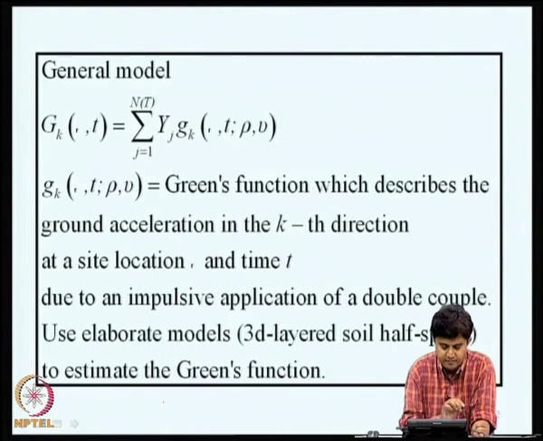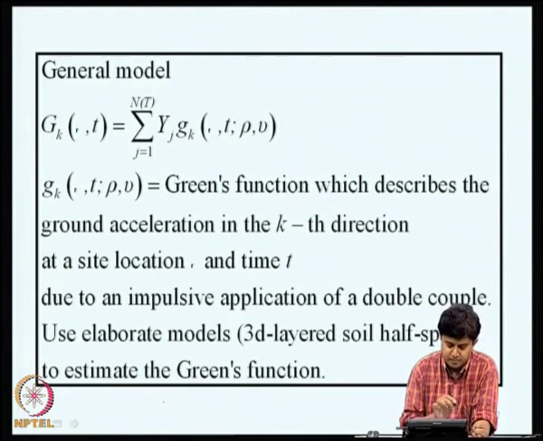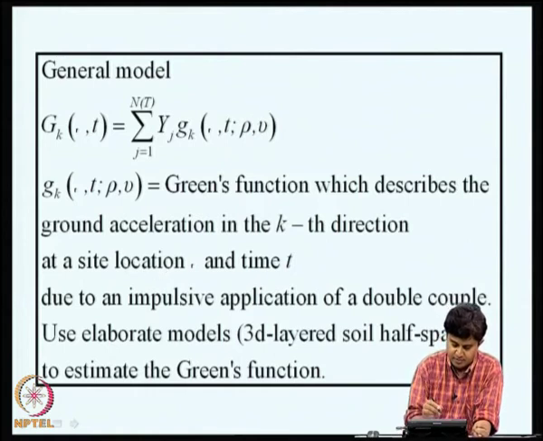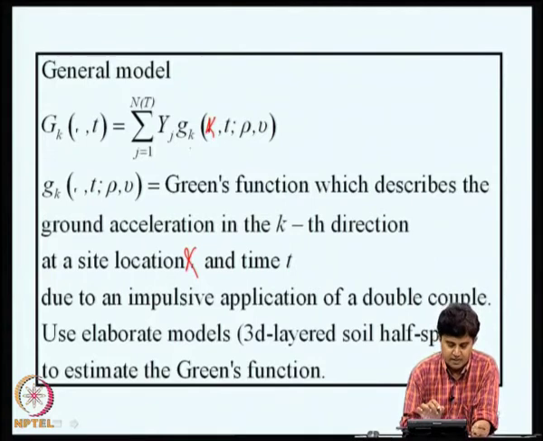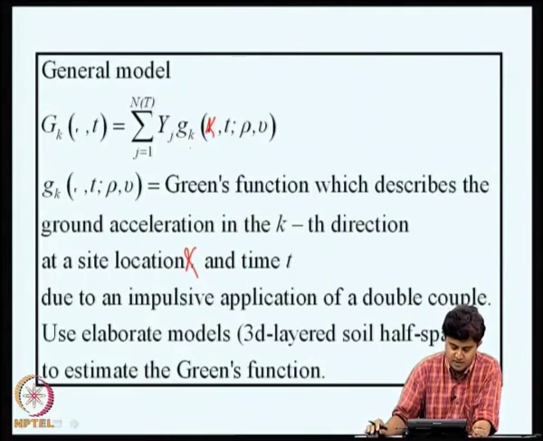In fact, we can use a 3-dimensional elasticity model if you wish. For example, this g_k(t, rho, nu) can be used as a Green's function, which describes the ground acceleration in the kth direction at a site location. I think there is some symbol missing here, call it chi if you wish, and time t due to an impulsive application of a double couple. Now, we can use elaborate models, 3D layered soil half space to estimate this Green's function. So, the detail to which we would like to model this Green's function is a matter of choice and matter of accuracy that is needed from these models.